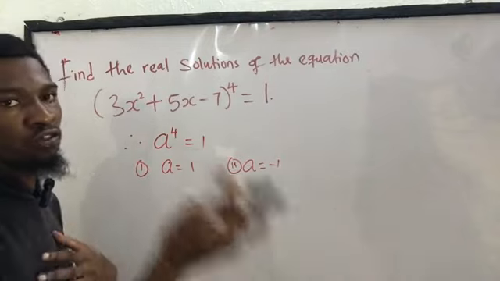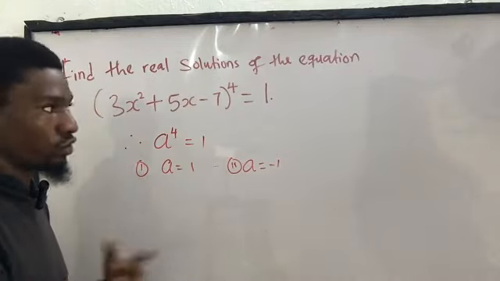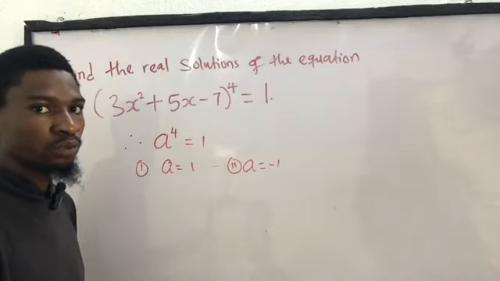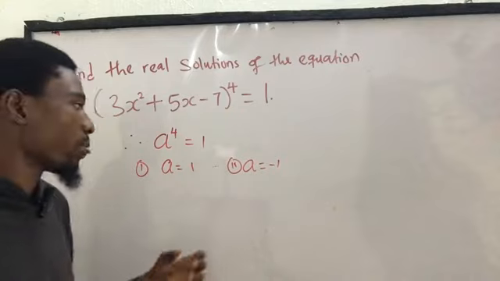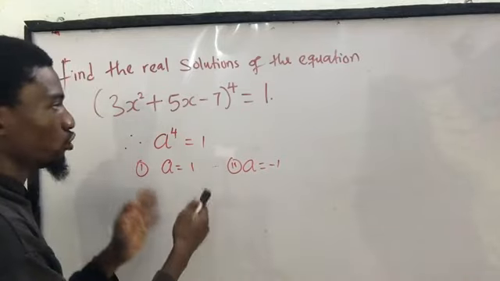So 1 raised to the power of 4, you have 1. Minus 1 raised to the power of 4, you have 1. Why minus 1 raised to the power of 4 is 1 is that minus 1 raised to the power of an even number will actually give us 1. Okay, so these are the two cases for you to have 1.